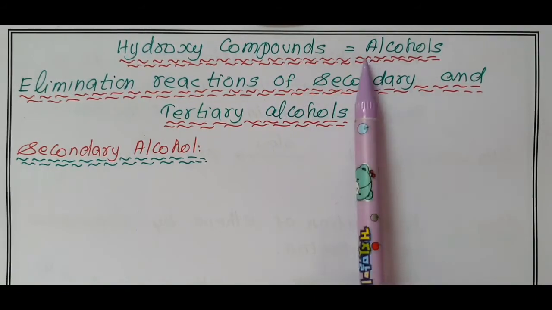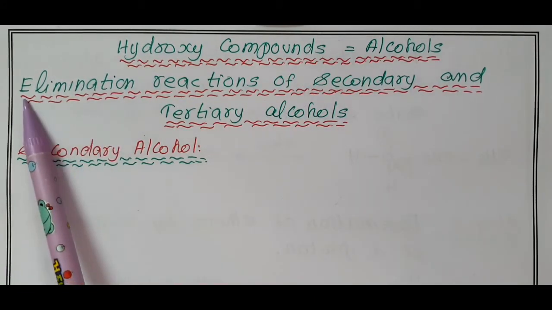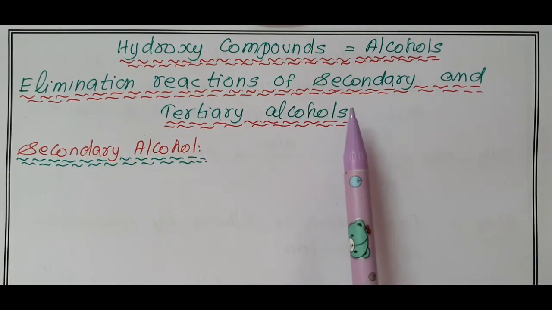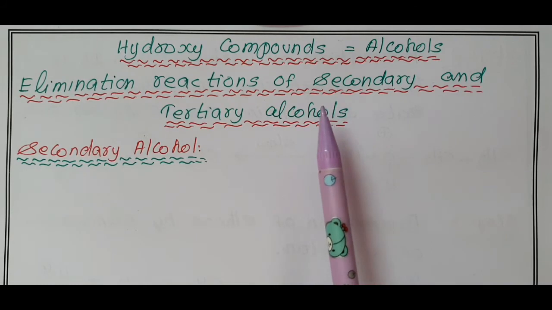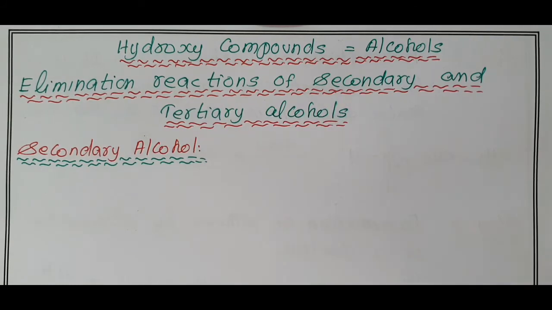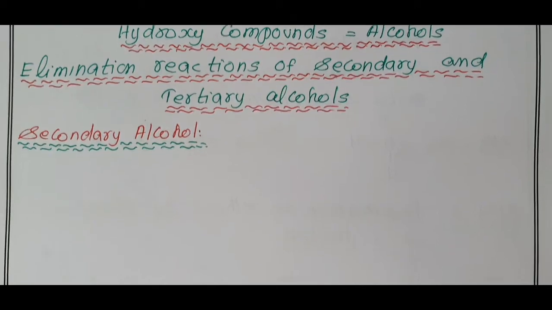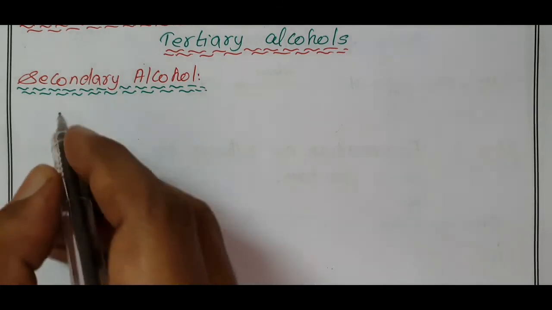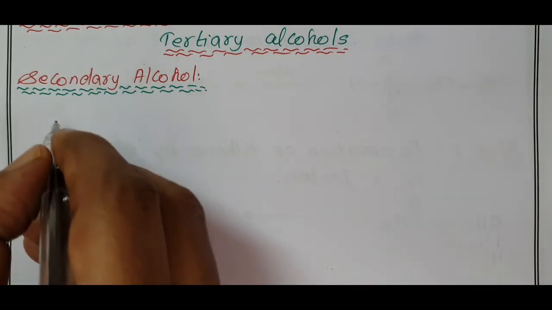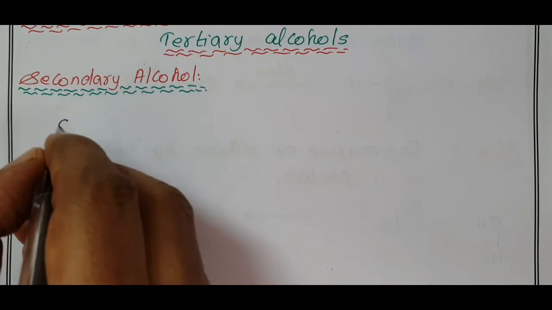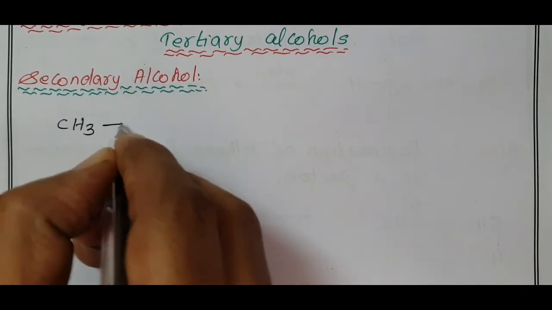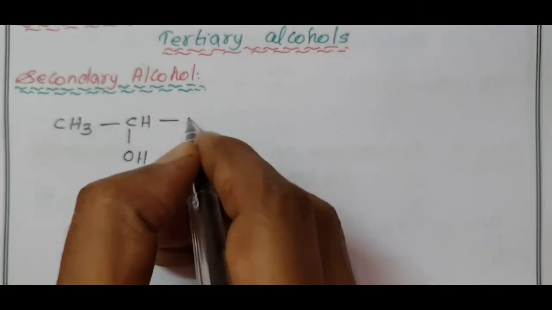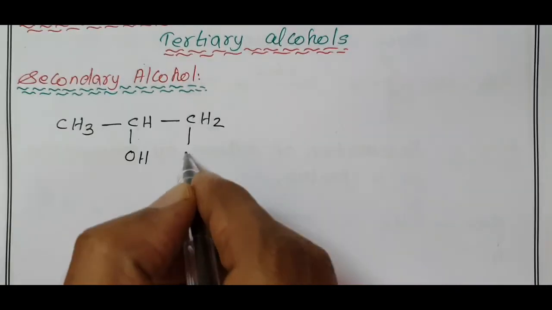Hydroxy compounds called alcohols. Elimination reactions of secondary and tertiary alcohol, nothing but intramolecular dehydration. First we are going to discuss the elimination reaction of secondary alcohol. OH is attached to CH. Secondary alcohol, isopropyl alcohol, CH3, CH, OH, here you have one CH3. This is our secondary alcohol.